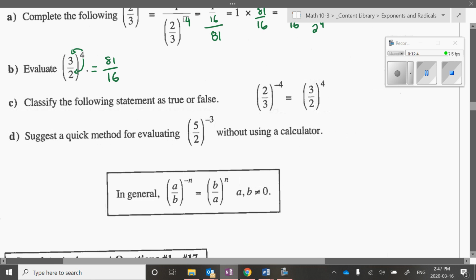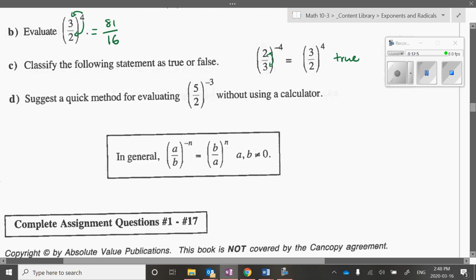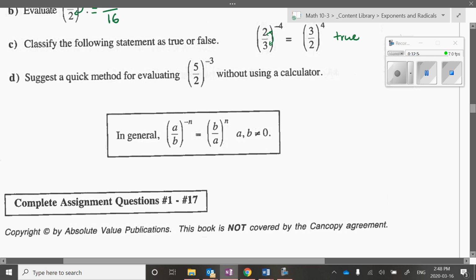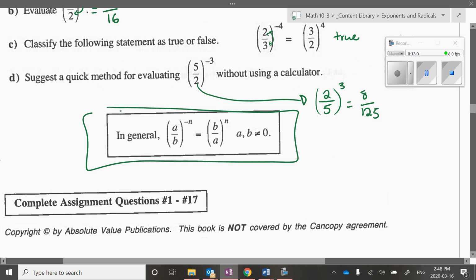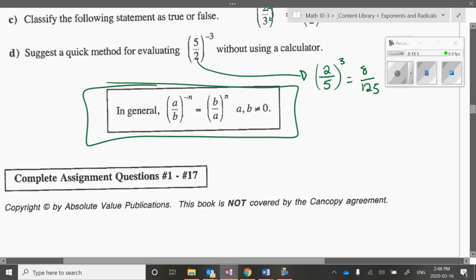This following statement is totally true, because what would happen is you're just going to flip my inside pieces to make sure that that 4 becomes positive. A quick method for doing this without a calculator. Well, this is going to become 2 over 5 cubed. 2 cubed, we all should know is 8. 5 cubed, we all should know is 125. So this is our general rule. To make it positive, you can just flip-flop those fraction pieces.